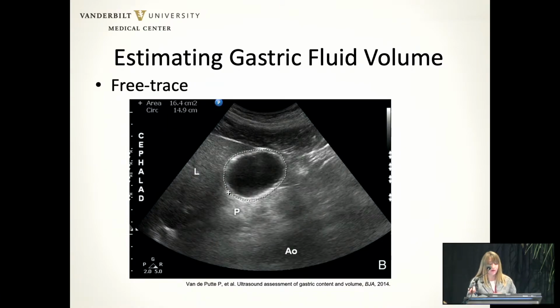Another way of obtaining the cross-sectional area is by using the free trace tool that all ultrasound machines have, and you'll just trace, following the serosa. You want to be on the actual muscle layer, so you'll follow the serosa all the way around the full thickness of the gastric wall. You obviously want to do this with the gastric antrum at rest and in between peristaltic contractions. And as with anything with ultrasound, you want to take at least 3 measurements and then get the mean to minimize any sort of measurement error.